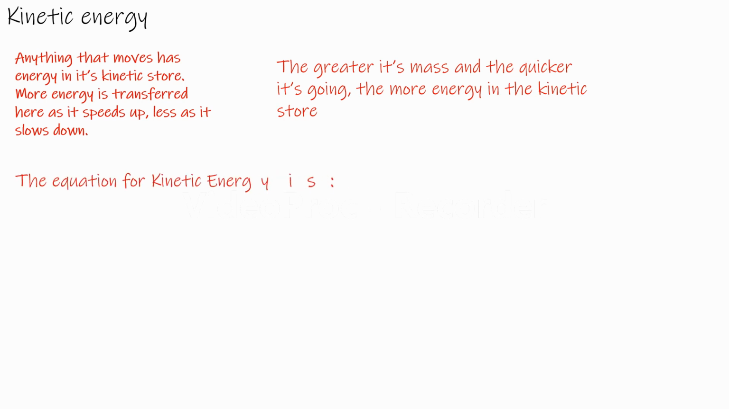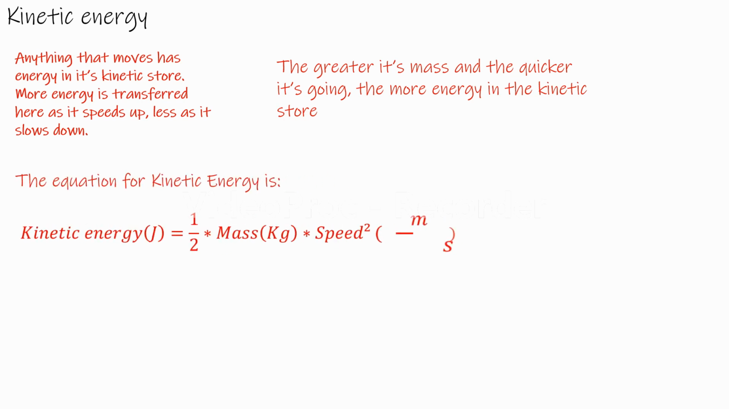And there is one simple equation we need to know for kinetic energy, and this is that kinetic energy, which is measured in joules, equals 1/2 times mass measured in kilograms times speed squared, and speed is obviously in meters per second. This would generally be simplified down to EK, which is just kinetic energy, equals 1/2 mv squared. You will have to remember this.